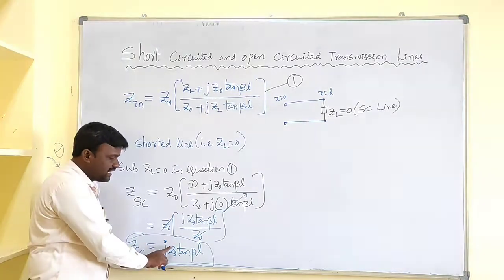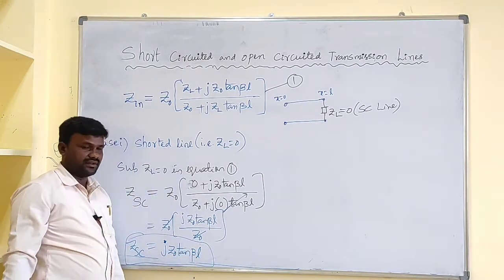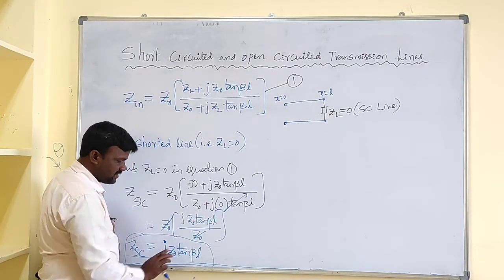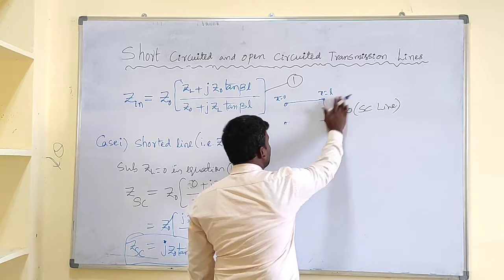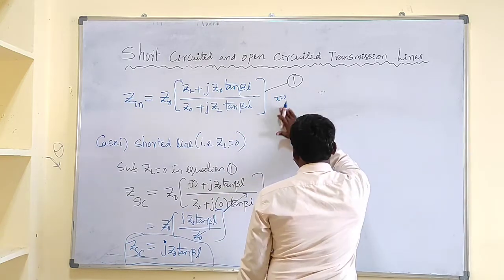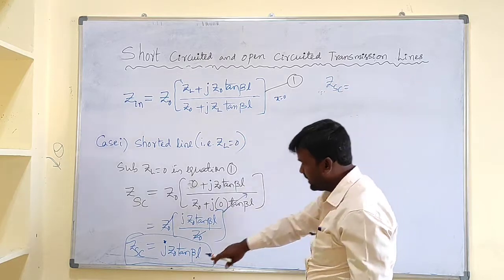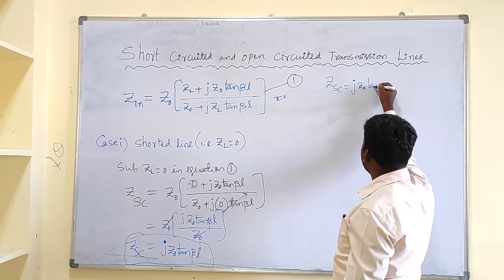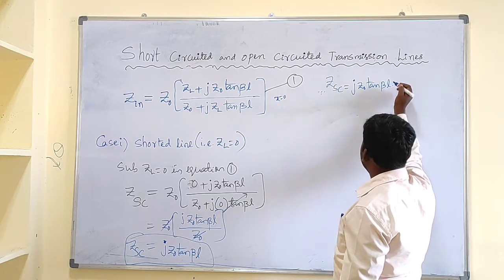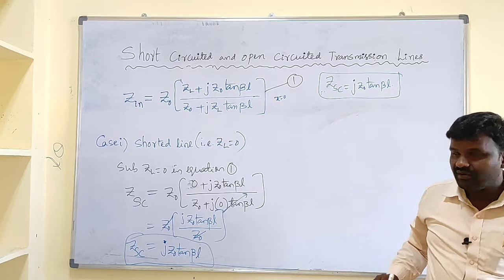It may be inductive or capacitive depending upon the length of the line. Here it is a function of the length of the line. Clear? So that's why we can write ZSE as, for the short circuited line, J into Z0 into tan beta L. This is the input impedance of the short circuited line.